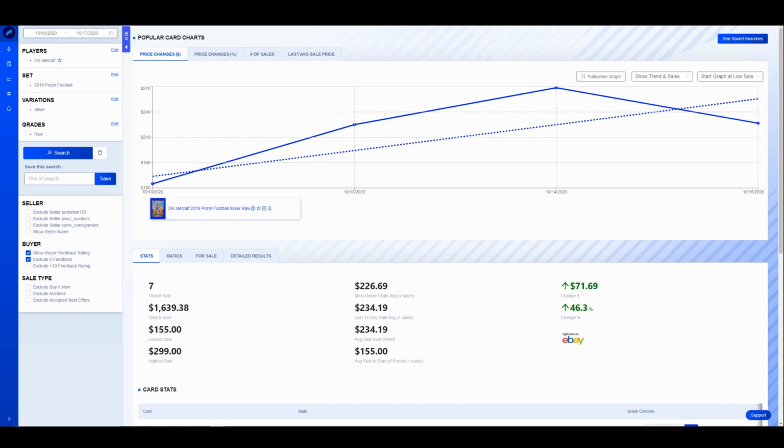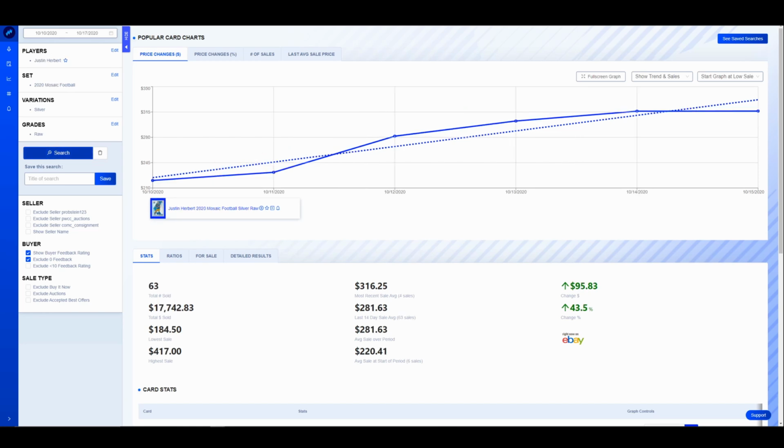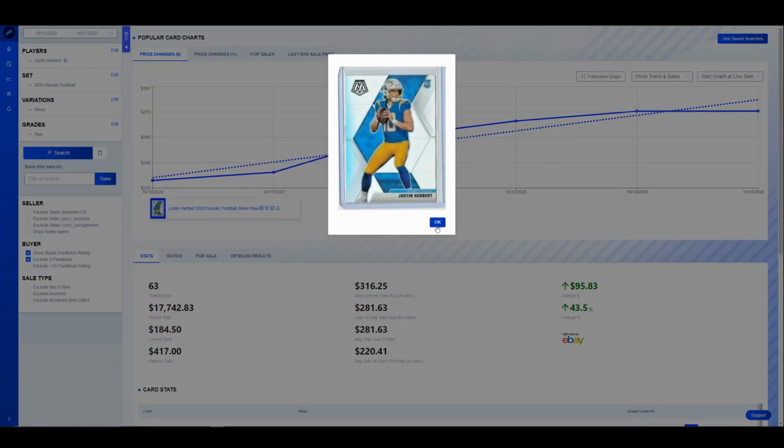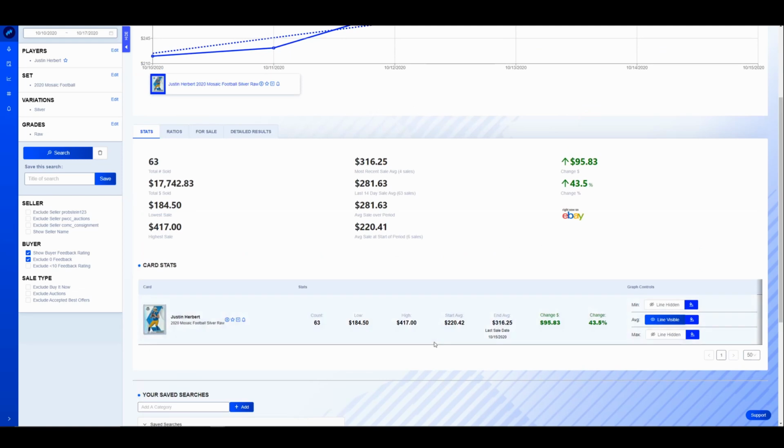So the player that we are referencing, of course, is Justin Herbert. I've pulled up his Mosaic Silver here. It started the week out at $220. It is up to $316 for a 43% increase. All his stuff is up across the board. All his stuff is going crazy. It is the most sold card by a mile, as I said before.